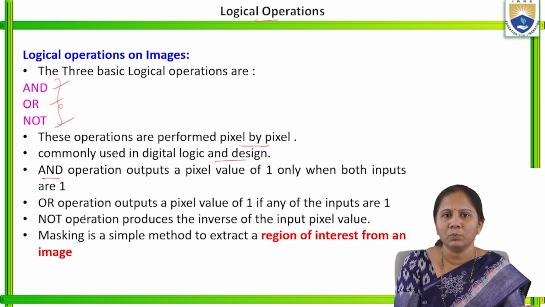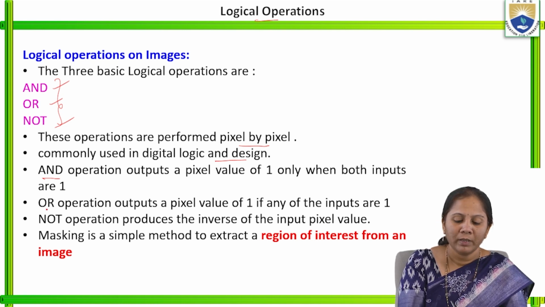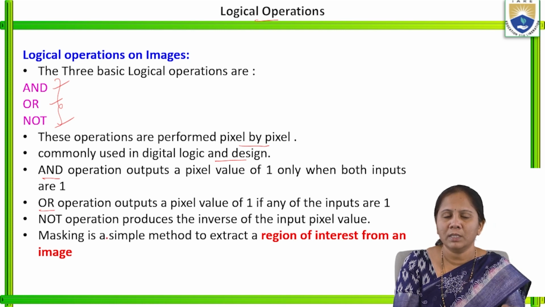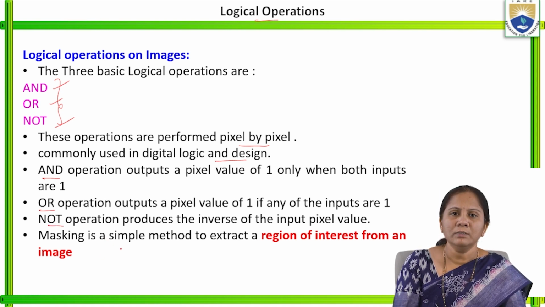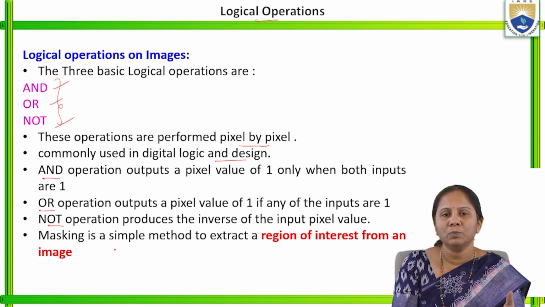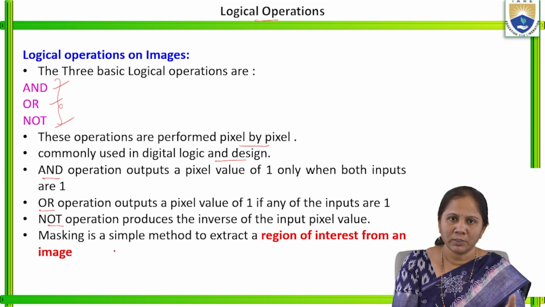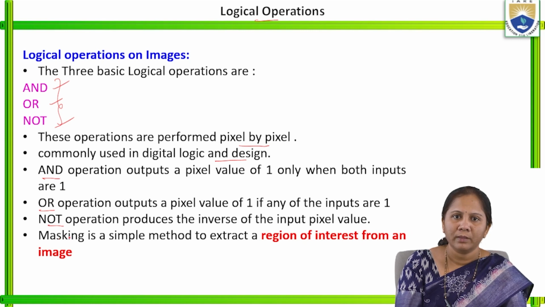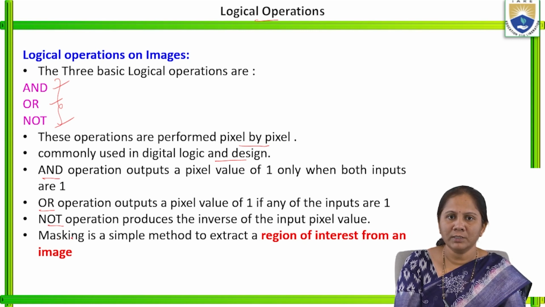In other cases, it will be 0. And for OR, if at least one input is 1, the result will be 1. Otherwise, it will be 0. And for the NOT operation, 0 will be changed to 1 and 1 will be changed to 0. So applying these AND, OR, NOT operations to an image means we are going to apply a mask.